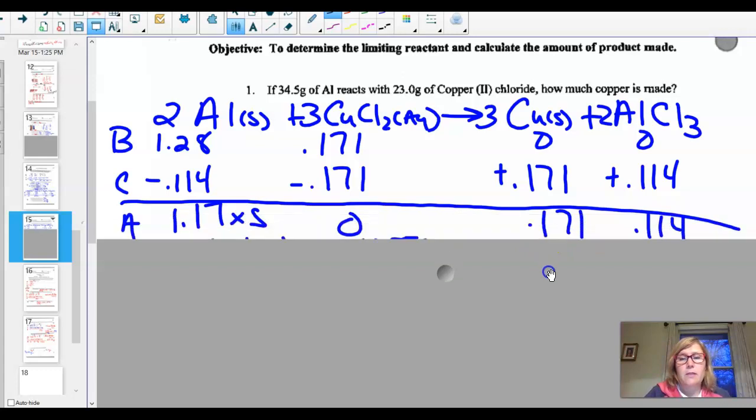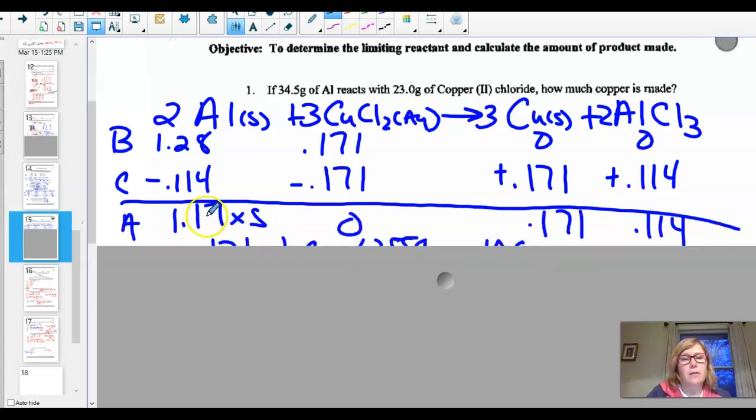Okay, so here's your after line. I have 1.17 moles in excess. That's what I have left over. I have 0 of copper 2 chloride because that's what was used up. That's my limiting reactant. So your LR is your copper 2 chloride. I'm trying to write this on with my Smart Notebook pen. 0.171 moles of copper are actually produced and 0.114 moles of aluminum chloride are produced.